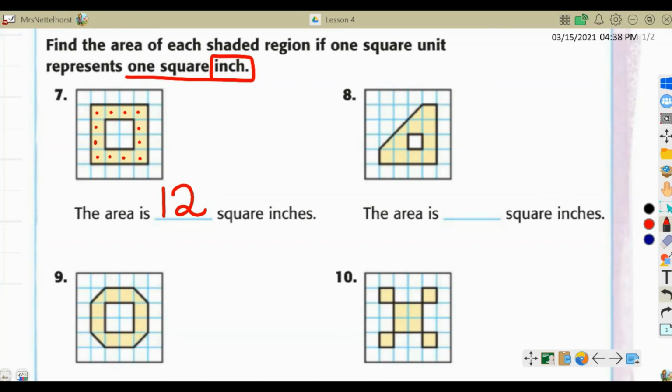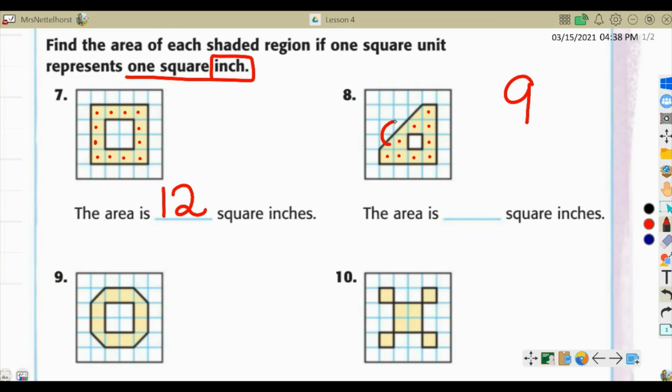So we're going to do number 8. First we are going to count the whole units like we did before. So let's count those. 1, 2, 3, 4, 5, 6, 7, 8, 9. So we have 9 whole squares. And then we're going to tie together our half squares. And you know what? They are giving us an odd number of squares. That's interesting. Okay, so let's do this one that way.